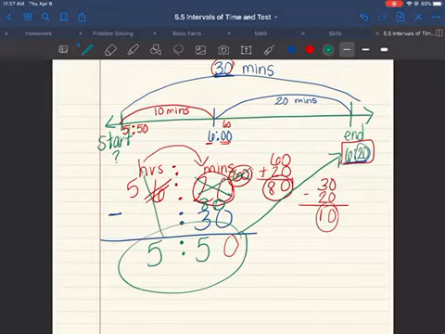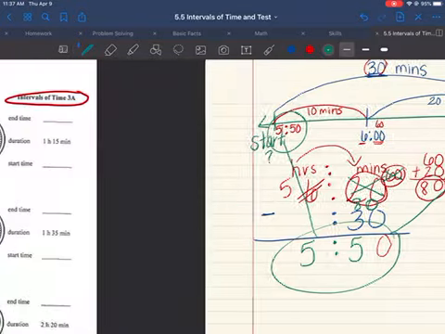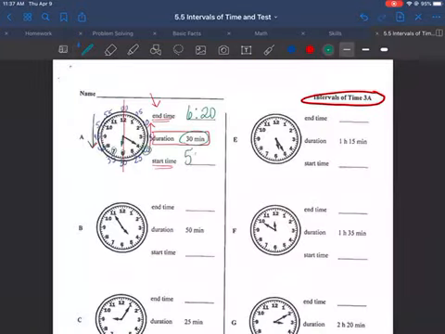Sorry, this one, the start time. Now let me go ahead and go to number 2. So my start time was 5:50. So I'm going to write that down.